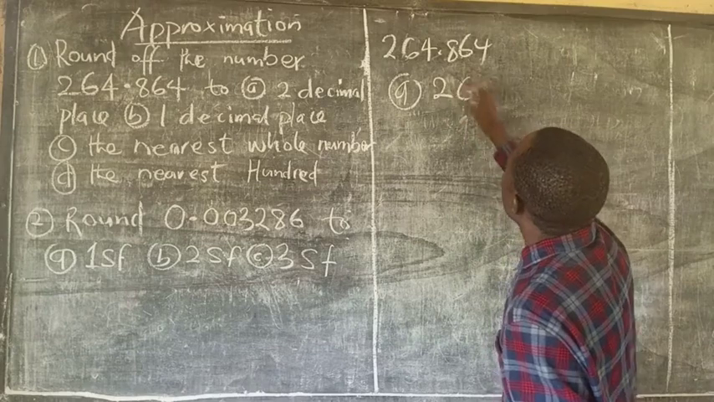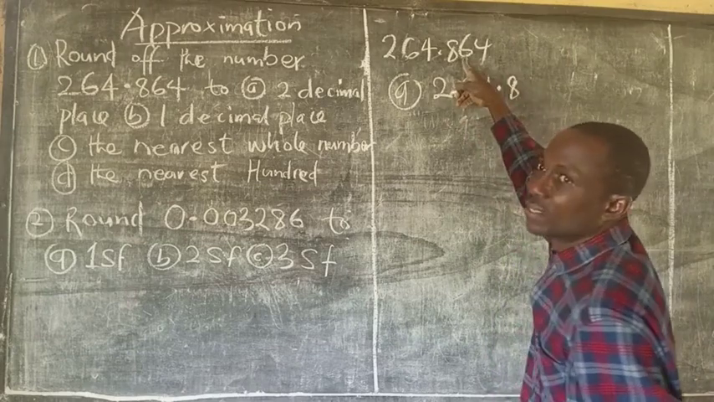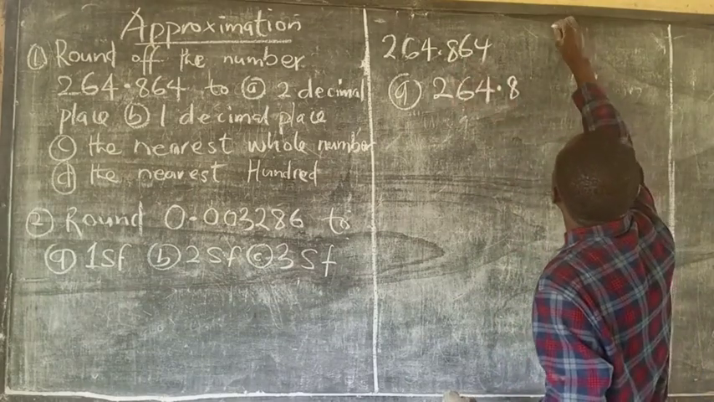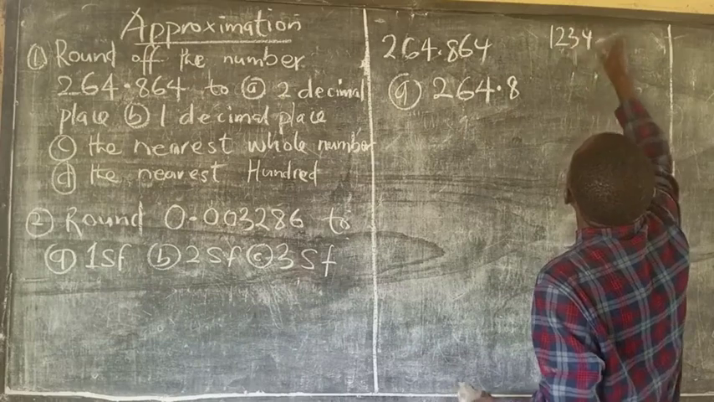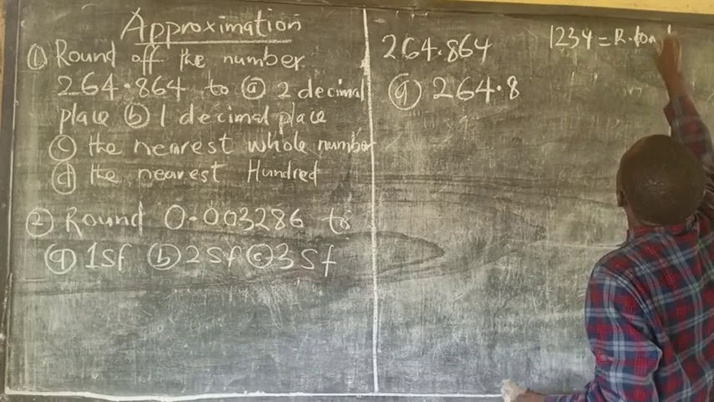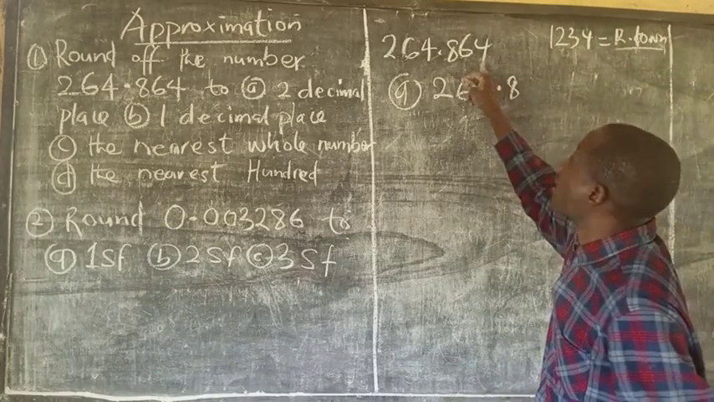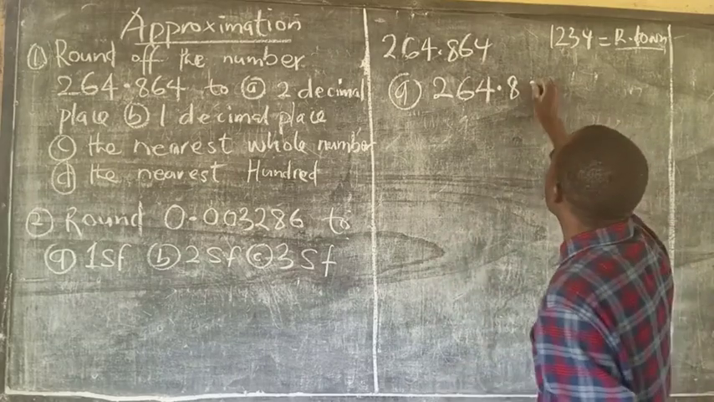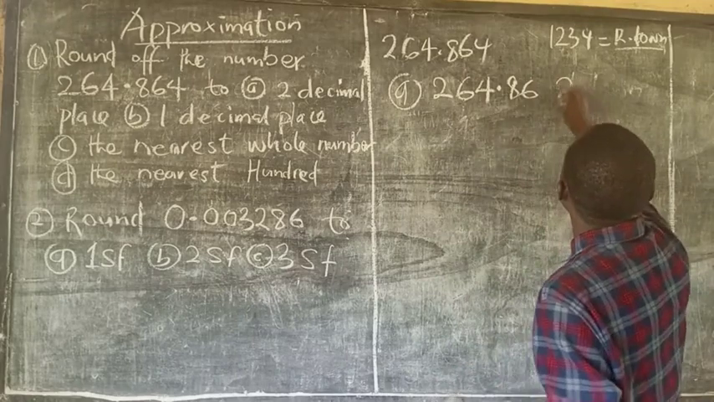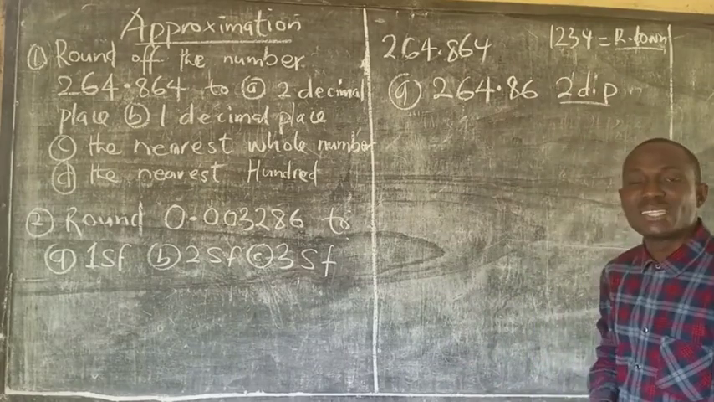We write 264.86. Look at this. The next one is 4. It's among those that must be rounded down: 1, 2, 3, 4 must be rounded down. You round them down. That is to say, you don't do anything. You can't take anything from it. You just let it go. This is to 2 decimal places. This is how to write it.